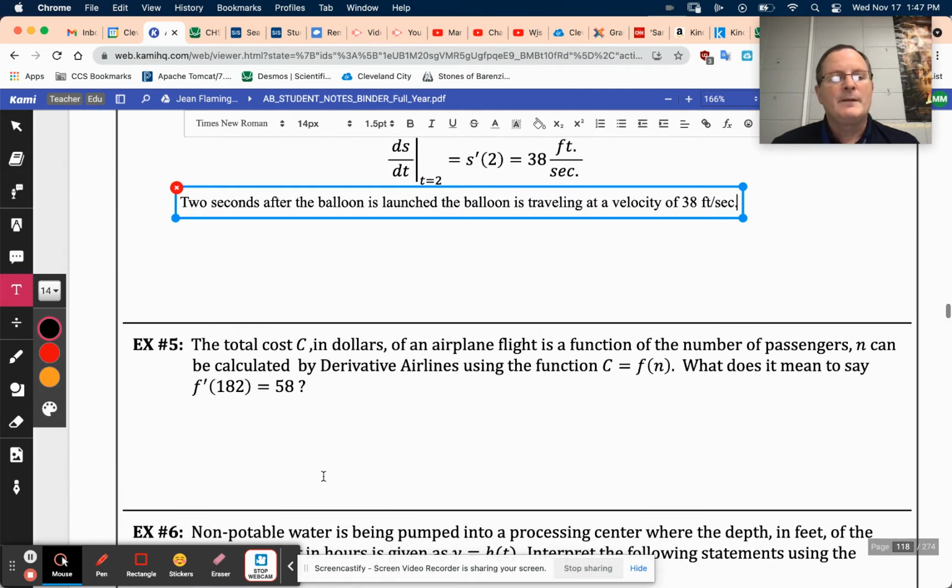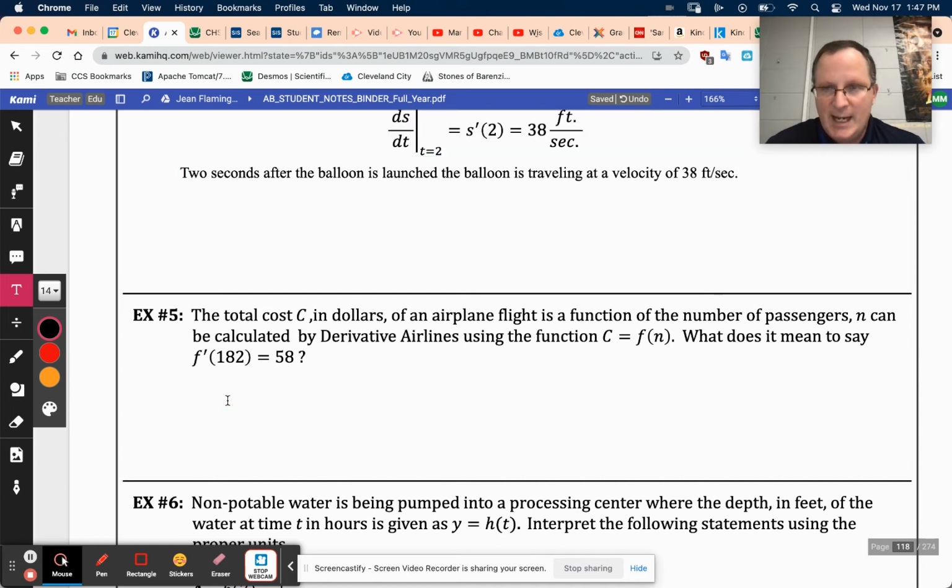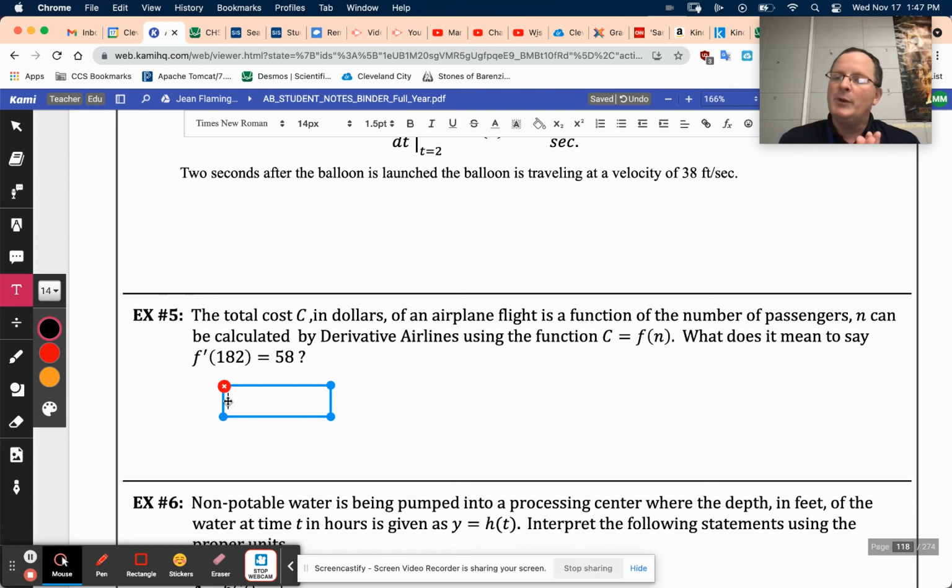On 5, the total cost C in dollars of an airplane flight is a function of the number of passengers n that can be calculated by Derivative Airlines using the function C equals F of n. What does it mean to say that F prime of 182 is 58? All right, so remember the variable that we're using is the number of passengers. Okay, the cost is the 58.